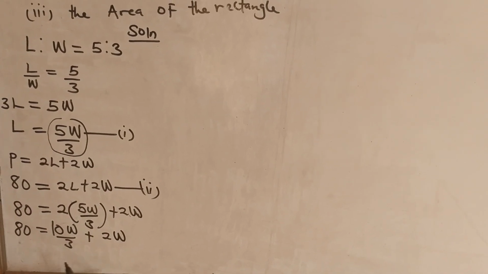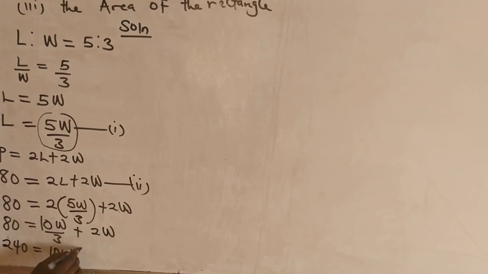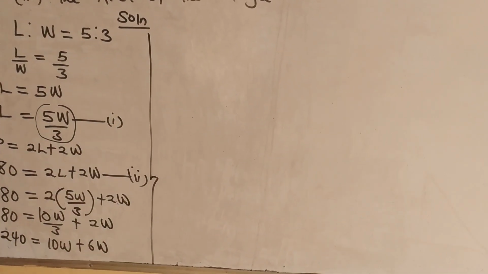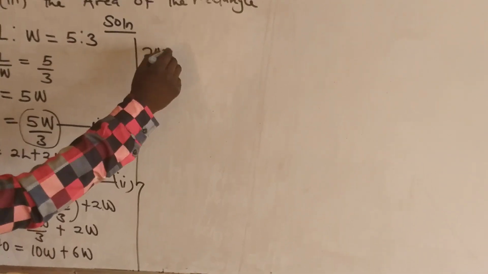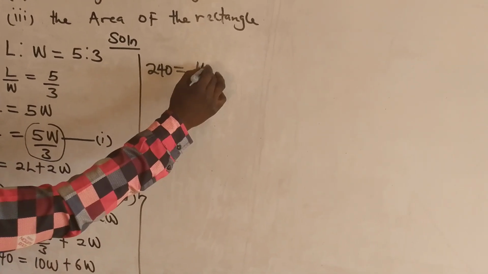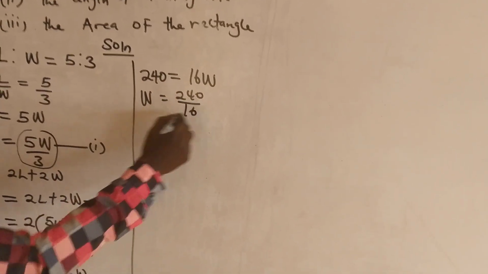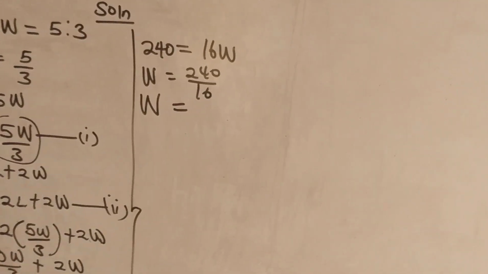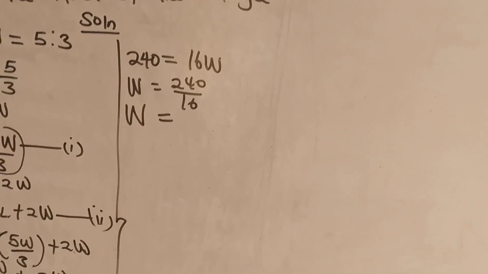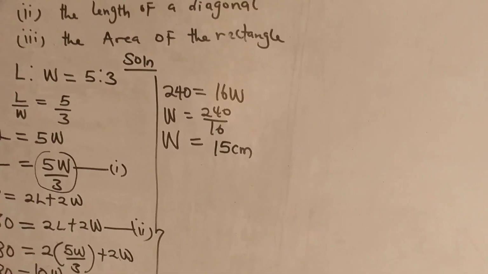Okay? If I multiply all through by 3, I have 240 equals 10W plus 6W. So if I continue like that, I have 240 equals 10 plus 6, which gives me 16W. So the width will be 240 divided by 16. The width of the rectangle will be 240 divided by 16, which is 15. So this is 15 centimeters. That is question Roman figure 1.